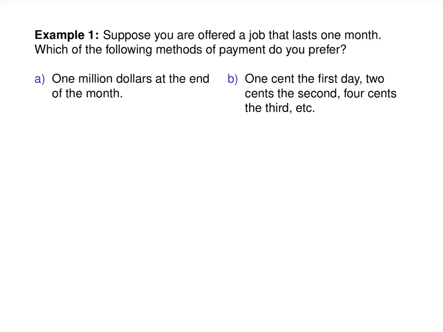Okay, so what job do you want? Do you want the job that gives you $1 million at the end of the month? Or it gives you 1 cent the first day, 2 cents the next, then 4 cents, then 8, etc., and it doubles every day. Seriously, who votes for A? Does anybody vote for A? Who's going to vote for B?